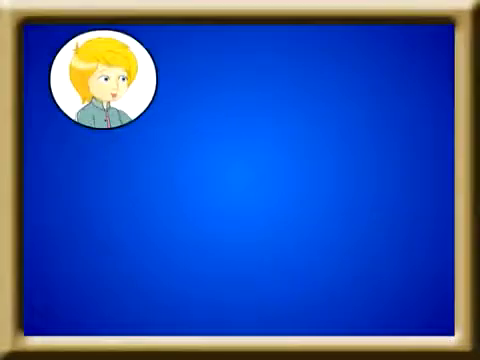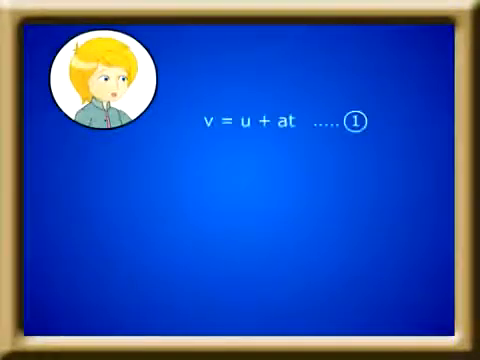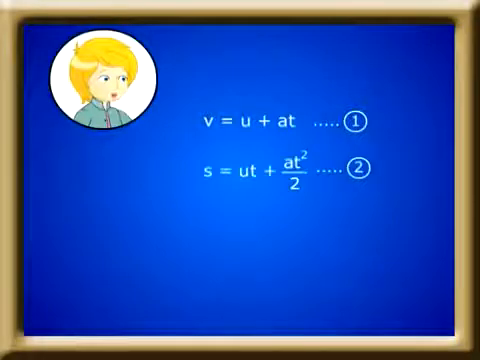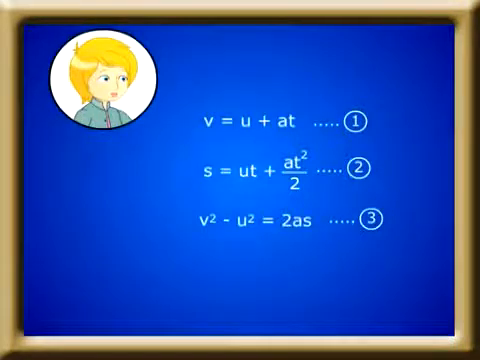Today we have learnt all about the equations of motion, how to derive them, and finally how to apply them. That was a good job. The 3 equations of motion are: first, v equal to u plus at; second, s equal to ut plus at square divided by 2; third, v square minus u square equal to 2as.